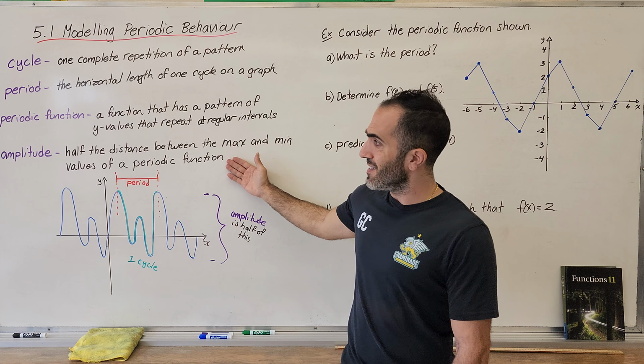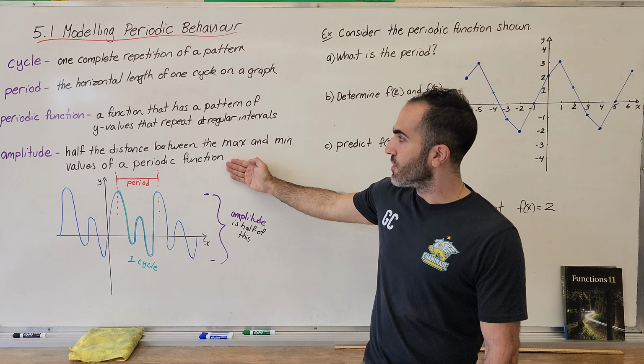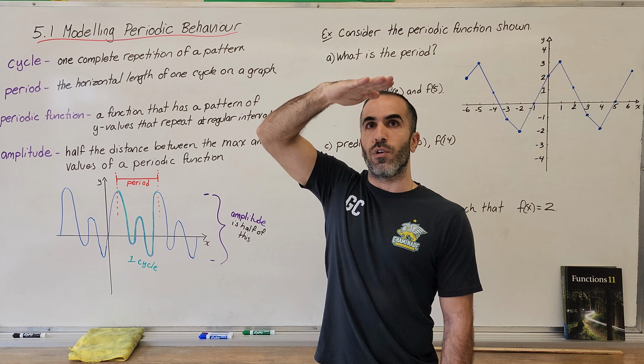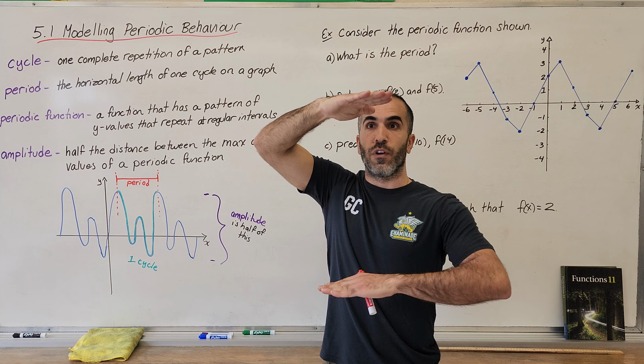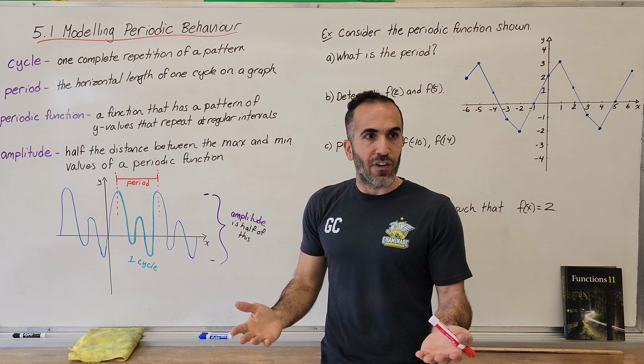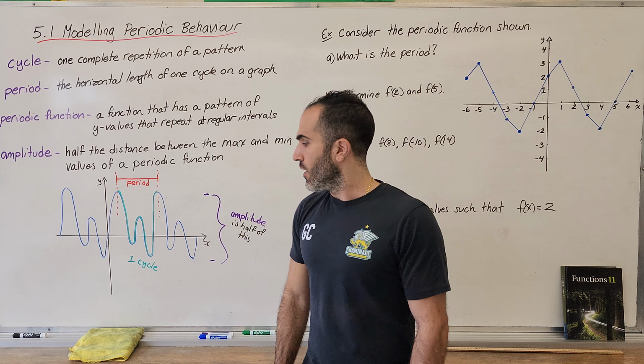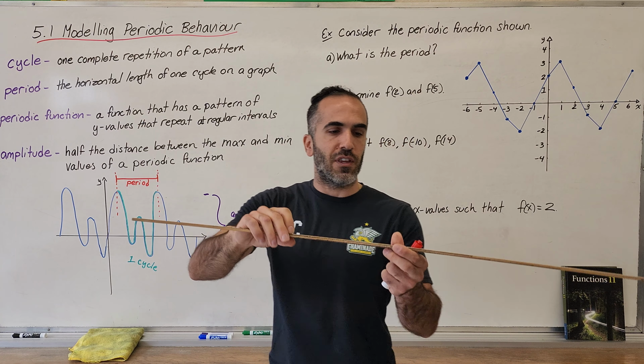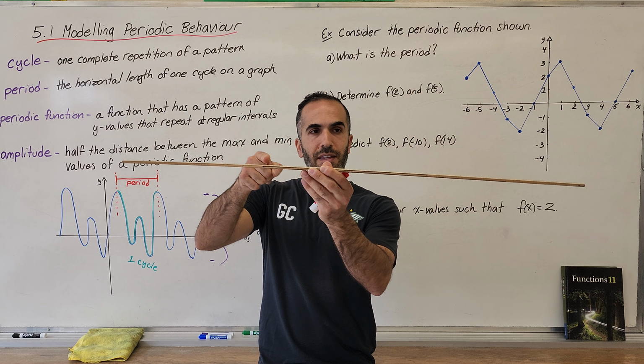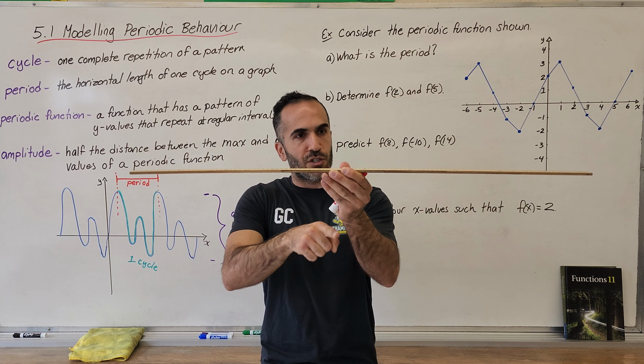Something else we always need is the amplitude, and the amplitude is just half the distance between the max and the min. So if the highest point is here and the lowest point is here, you just figure out what that distance is, and it's half of that, and that's always the amplitude. The best way to understand amplitude is if this is the middle of your function, the amplitude is how much it bounces up and how much it bounces down.